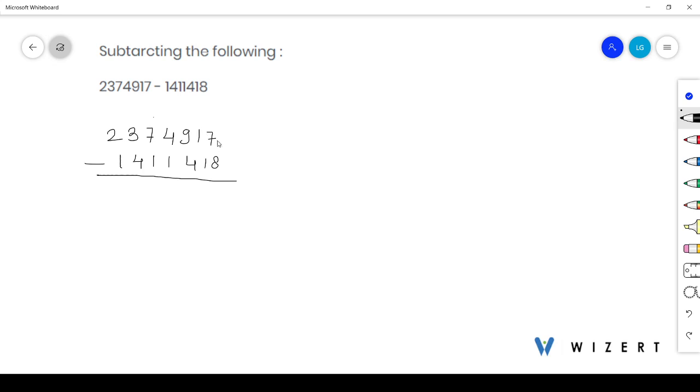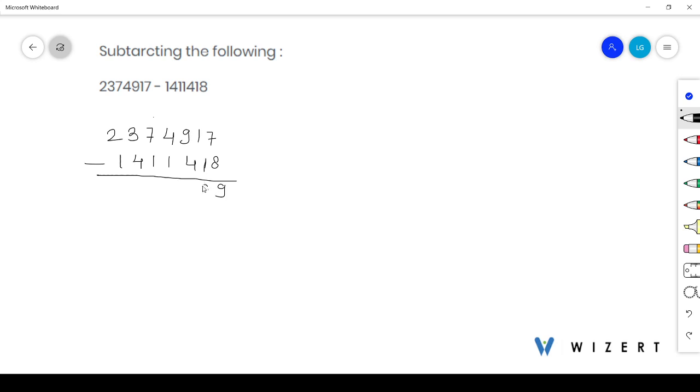7 will convert to 17. 17 minus 8 is 9. That 1 will convert to 0. Again, 0 minus 1 is not possible, so we borrow from the hundreds place. That 9 is converted to 8, and that 0 is converted to 10.